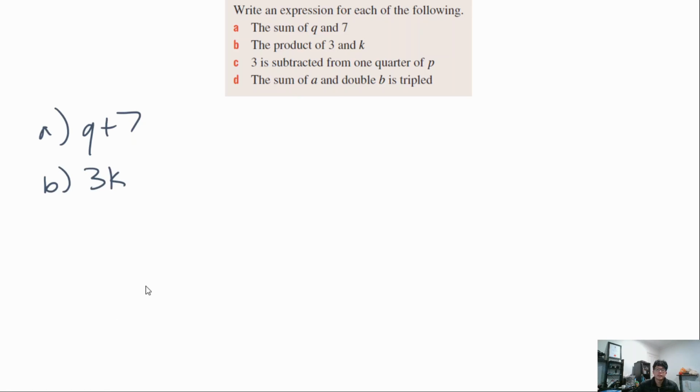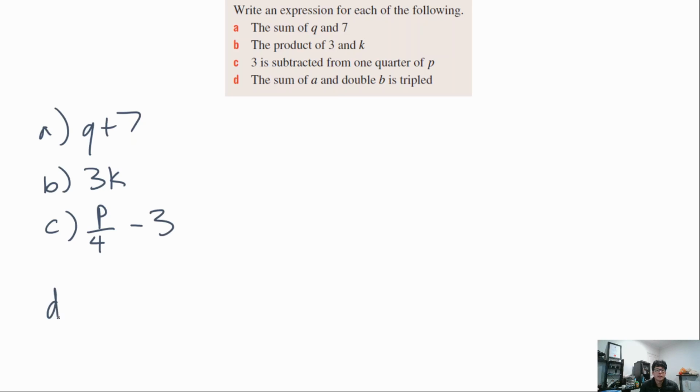Moving on to question C, this one's a little bit trickier. 3 is subtracted from 1/4 of p. So 1/4, that's the same as dividing it by 4. So 1/4 of p is found as p over 4, and we're subtracting 3 from that. So we're going to minus 3 there.